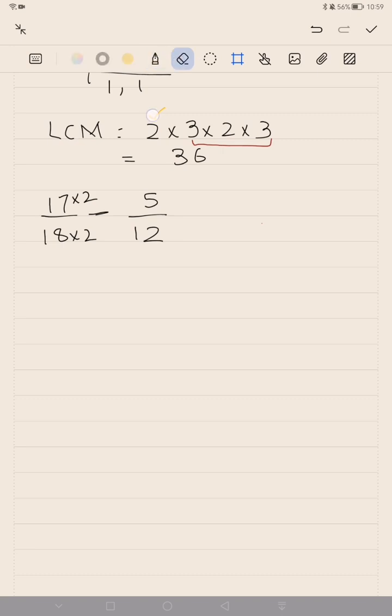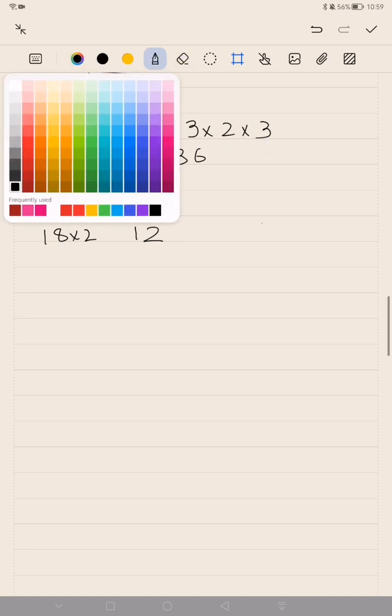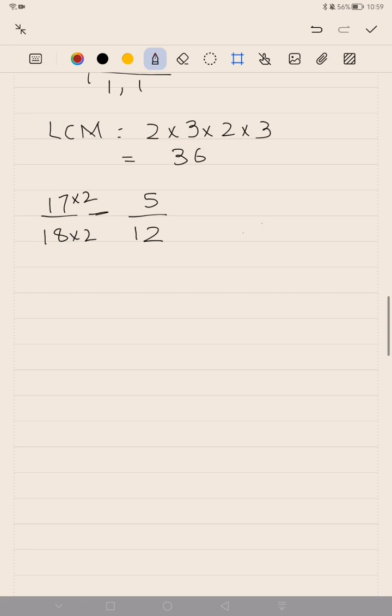Now I have to look for a number with which I will multiply 12 to get 36. Let's find it out. If you look at these numbers, 2 3s are 6, 6 2s are 12, so 2, 3 and 2 make it 12. What we are left with is 3. So I'm going to multiply 12 by 3. And as a rule, I will multiply the numerator also by 3. Now after multiplication, 17 times 2 is 34. 18 times 2 is 36, minus 5 times 3 is 15, and 12 times 3 is 36.